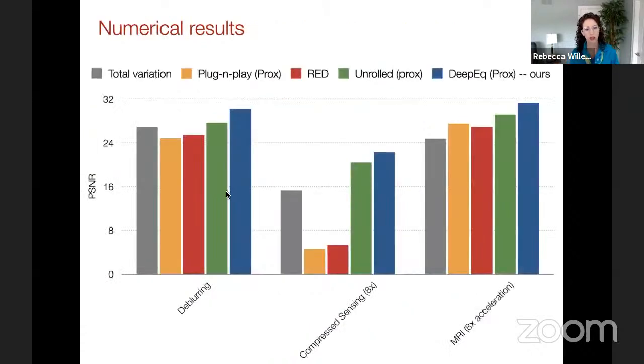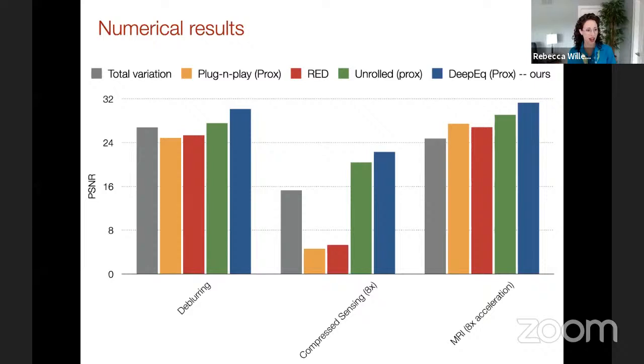And finally, we can return to this bar chart that I showed you earlier, where before we were only looking at the gray, gold, red, and green lines. And now I've added in the blue lines showing the deep equilibrium approach. And we can see that it's outperforming all the previous approaches, sometimes by a pretty sizable margin.